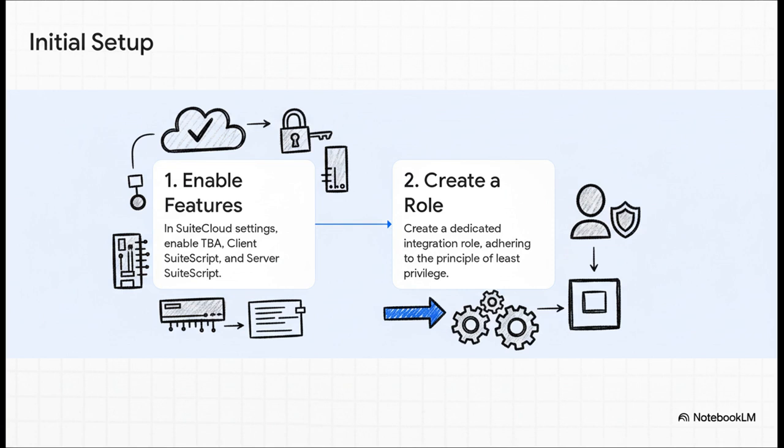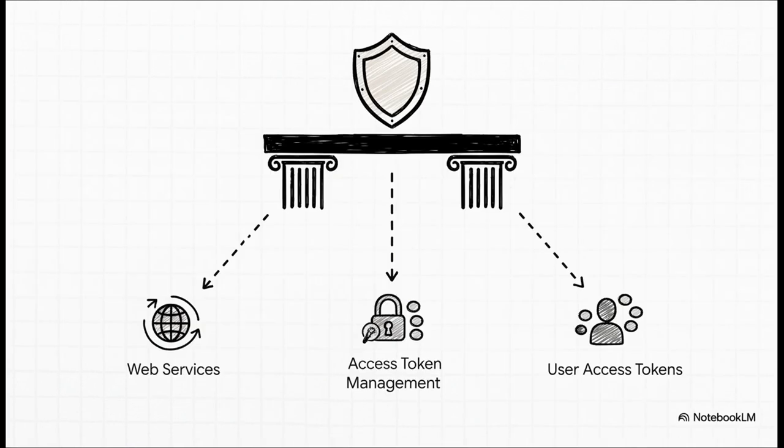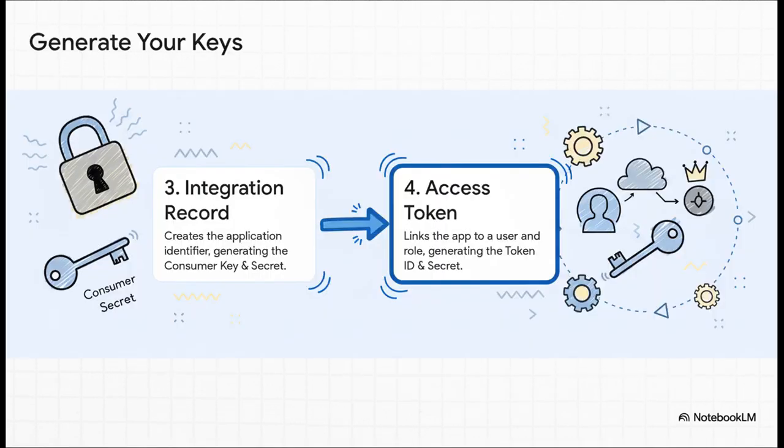Next up, you'll create a brand new dedicated role just for your integration. You always want to follow the principle of least privilege here. And for that new role, these 3 permissions right here are the absolute bare minimum non-negotiable requirements. Without these, TBA simply will not work. You'll find them under the setup permissions when you're editing the role. After you add these, then you can add permissions for the specific records your app needs to touch, like sales orders or whatever. Almost there.